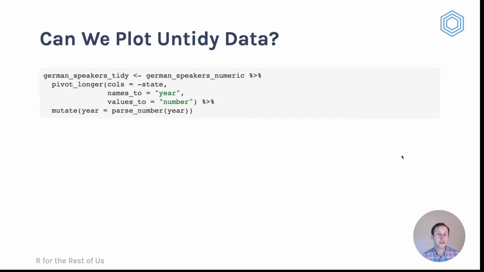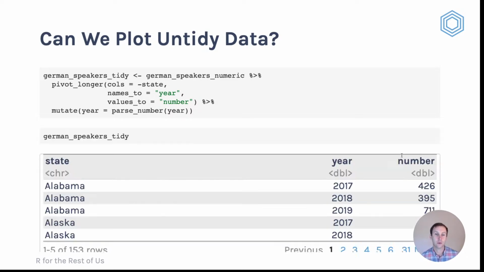So what we actually do, and the reason we do this, is because you're hopefully realizing that plotting using untidy data doesn't work within the philosophy of ggplot. So if I tidy my data using the code that I used in the previous section of the course, I end up with this German speakers tidy data frame. And you can see now I have 3 variables: state, year, number, right?